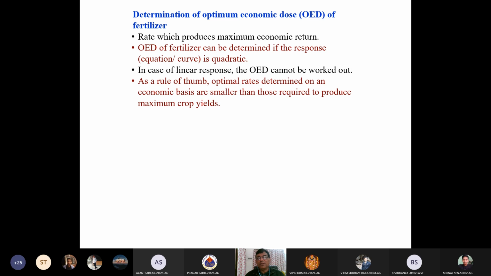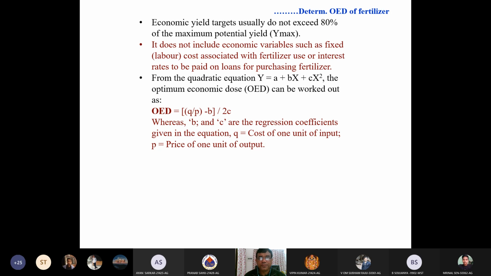So why do we need to determine the optimum dose of fertilizer? Because we want to save the fertilizer and get maximum return from its application. As a rule of thumb, optimal rates determined on an economic basis are smaller than those required to produce maximum crop yield. Here you have seen that the highest yield was obtained at 120 kg K2O per hectare, but the optimum level may be lower than the highest level. We will see how it is done.